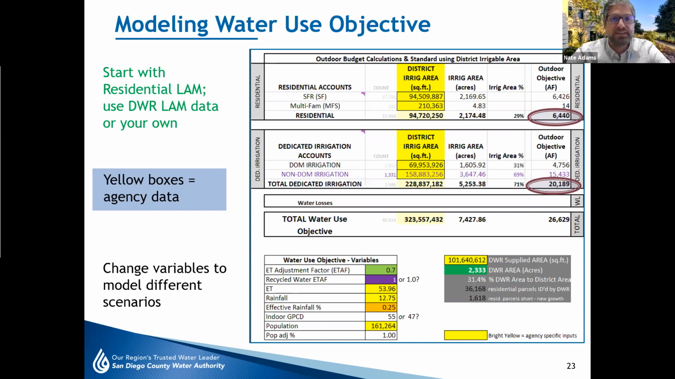So if you use the model, I would encourage you to start with basic residential. It's the simplest, easiest, cleanest. And then if you have dedicated irrigation, move into that, because it's very important. I'll show you why. Next slide, please. And I'll end with this.